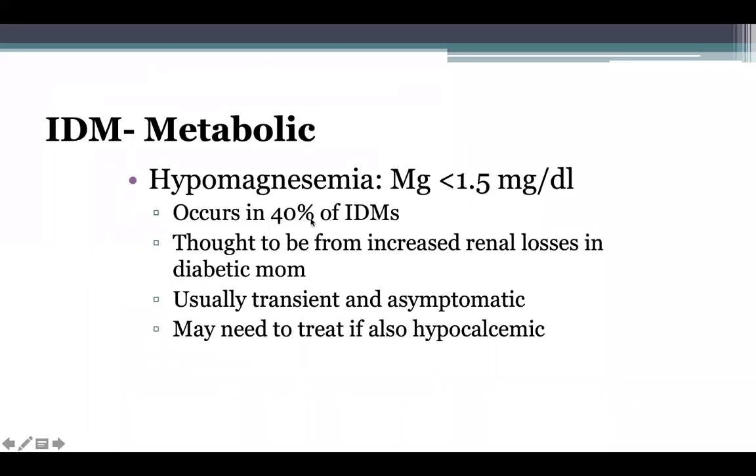Hypomagnesemia occurs in around 40% of IDMs. Why it occurs? Because of renal losses. Usually it is transient and asymptomatic. Treat if there is hypocalcemia alone. Hypomagnesemia alone, don't treat. Only if it is causing hypocalcemia, then you treat.